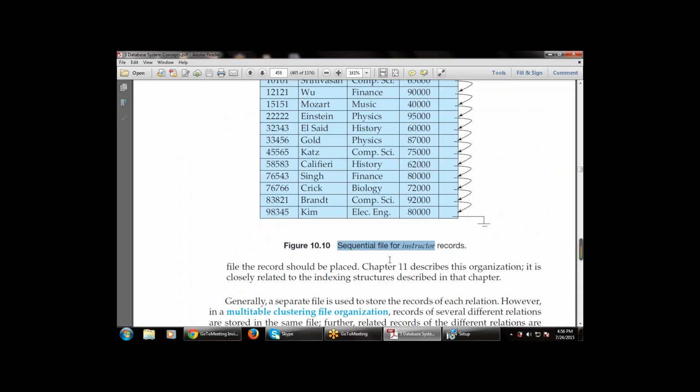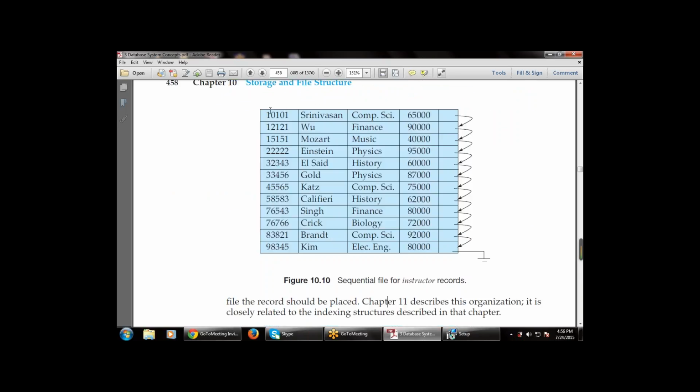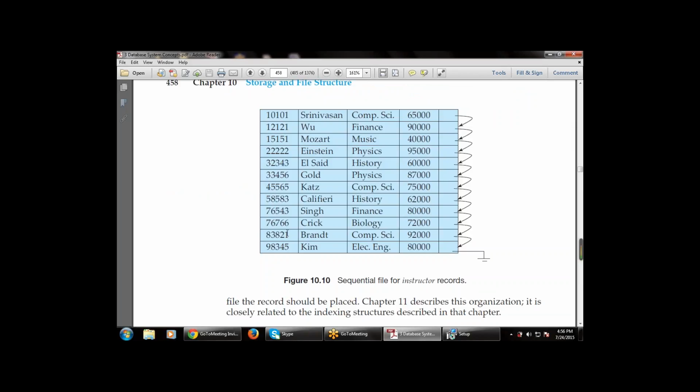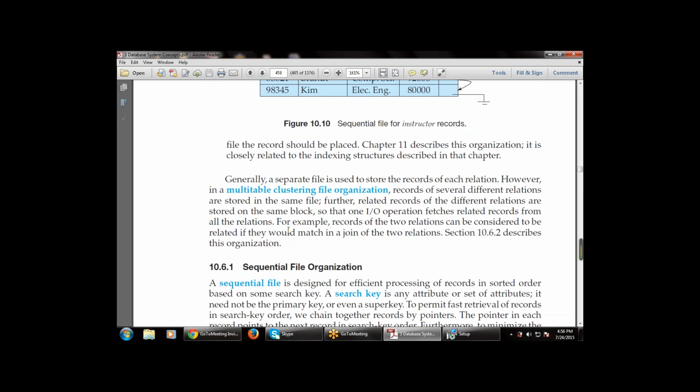This is a sequential file for the instructor record. There is 10101, Srinivasan, Computer Science, 65000. After that there is another record, and another record, and another. These are sequenced in terms of their ID numbers: 10101, 12121, 15151, and so on, then 33456, 58583, 76543, 76766, 83821. These are the various file organizations that are available.